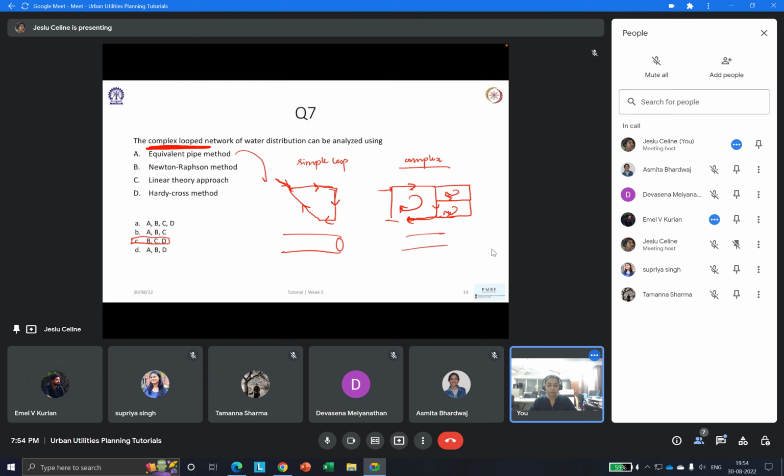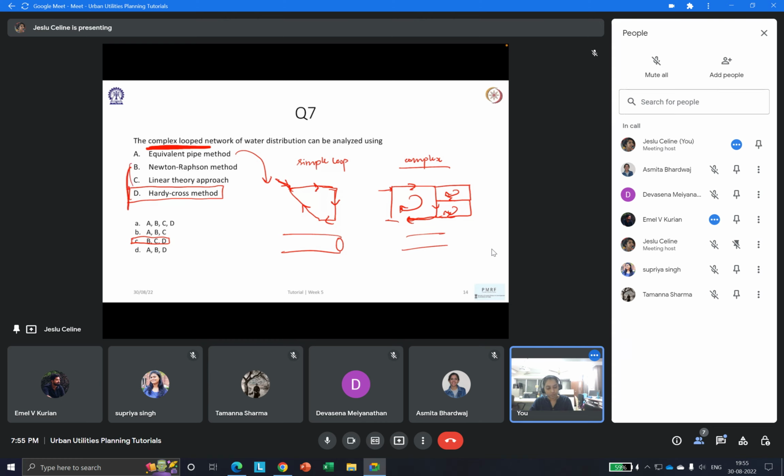The normal equivalent pipe method is used only for a simple loop, and for a complex loop we cannot use it. So we use other methods such as Newton-Raphson linear theory. In our lecture, we mainly learned about the Hardy-Cross method. This we did not discuss in detail, but the Hardy-Cross method we discussed in detail, where we assume one value, and then we keep iterating and improve that value until the error is reduced. So you're right, options B, C, and D are the answer. In a complex loop we need to use more complicated methods.